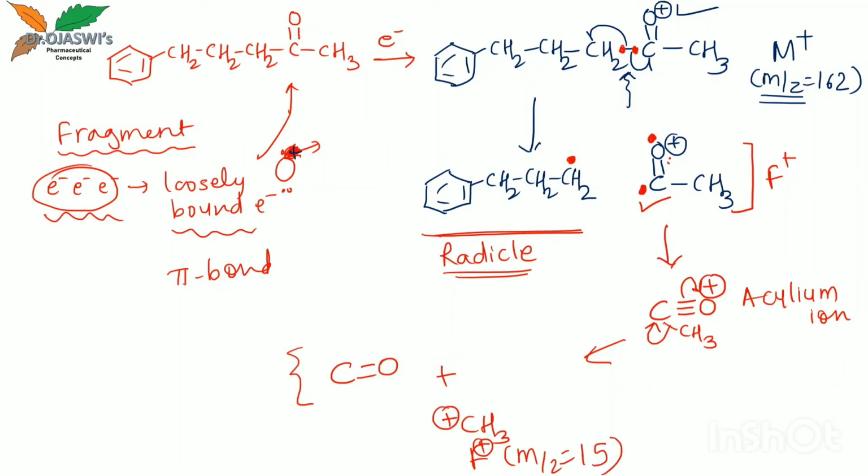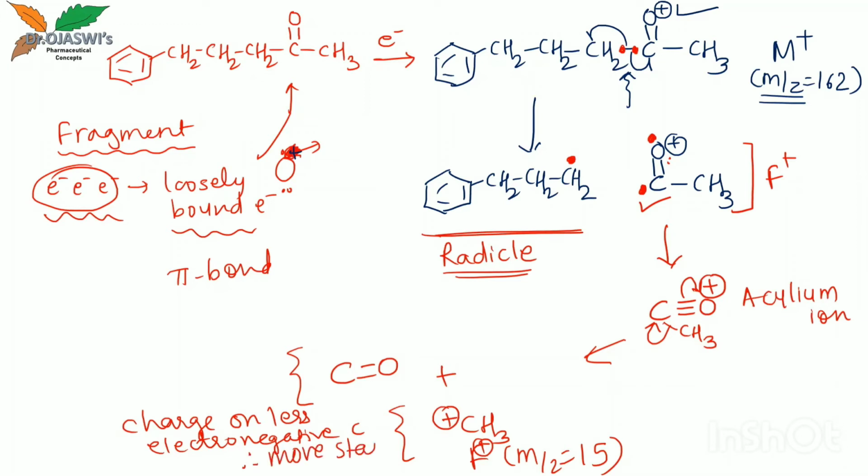Always make a note also here that the charge is on the less electronegative carbon. Now the charge is on the less electronegative carbon, therefore this is the more stable species, and thus this could be the preferred pathway of fragmentation. So this is the first pathway we have seen for this particular structure. Let us look at the second possible pathway for this particular structure.